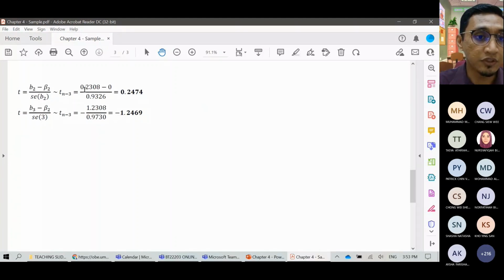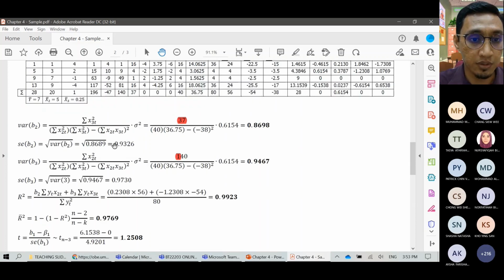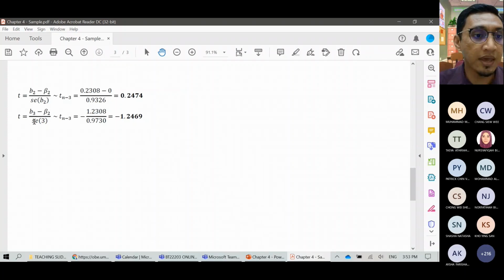Here we have B2, which is 0.2308 minus its hypothesized value, over 0.9326, its standard error. The same goes for the t-statistic for B3. So the t-statistic for B2 is 0.2474 and the t-statistic for B3 is negative 1.2469. Here is another typo, we are supposed to subtract 0, because in the null hypothesis we assume that beta 2 and beta 3 are not significant in explaining the dependent variable. That is why it is 0. In this case, we are conducting a two-tailed test.